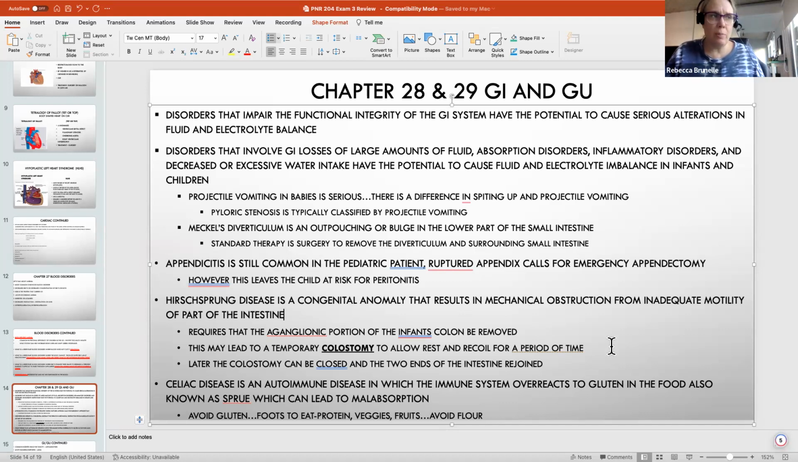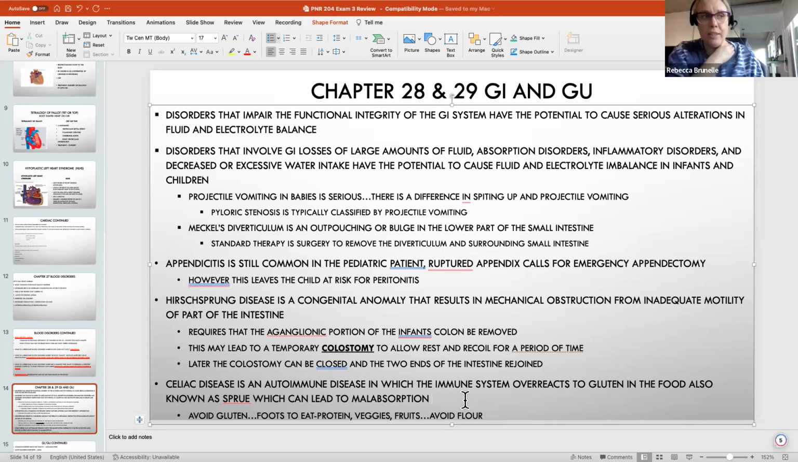So mainly you need to be able to recognize that they don't have normal peristalsis because they don't have normal nerve impulses, and it's associated with Down syndrome. This is one of the ones that if they don't have that meconium stool in the first 48 hours, then you might think they have Hirschsprung's. Okay.